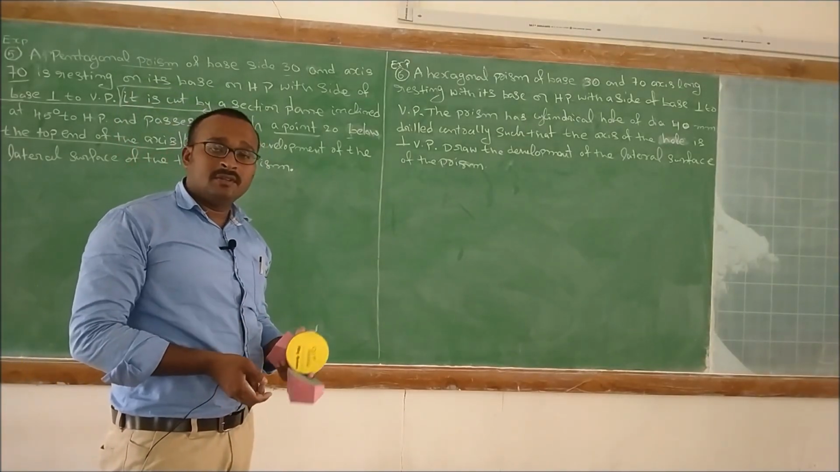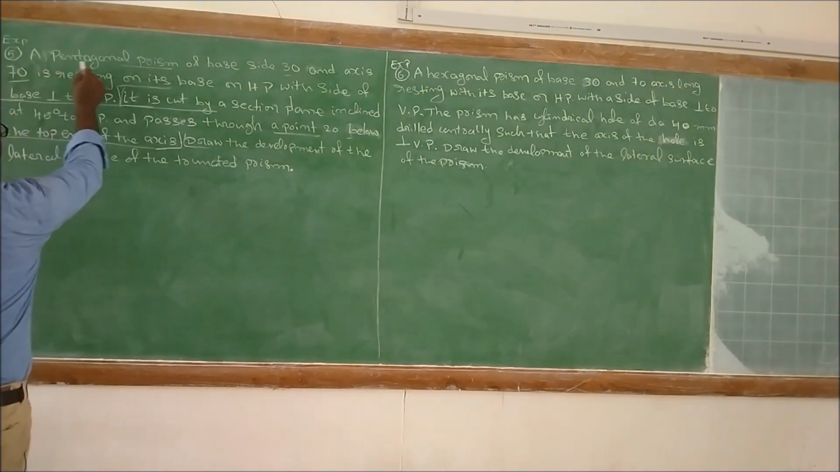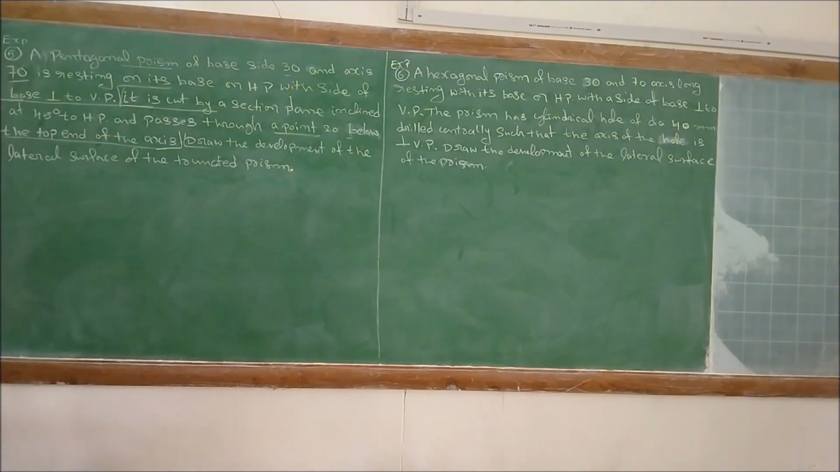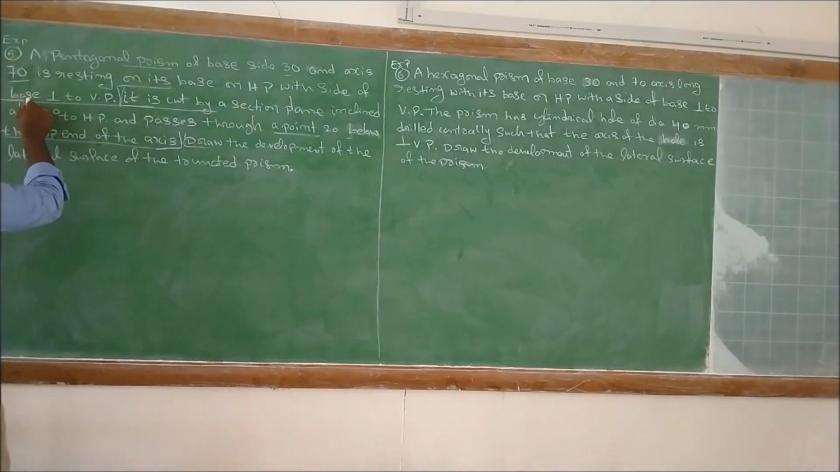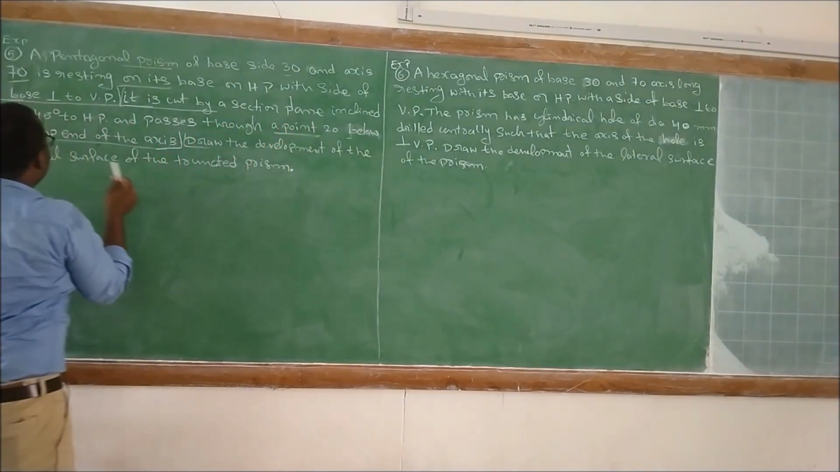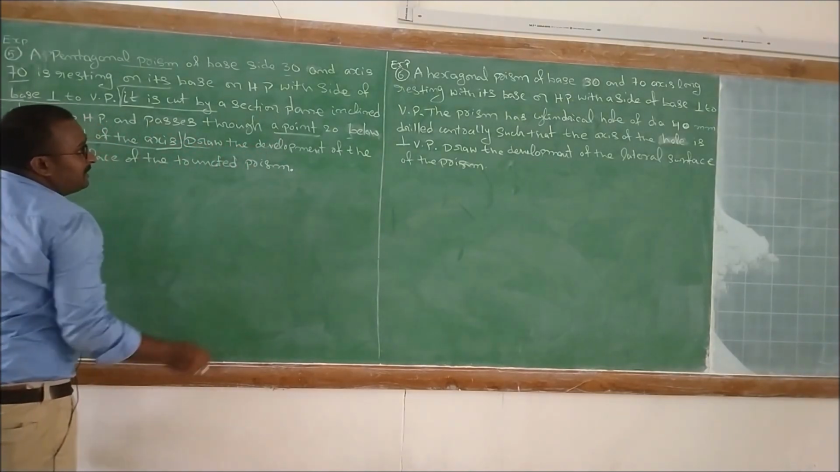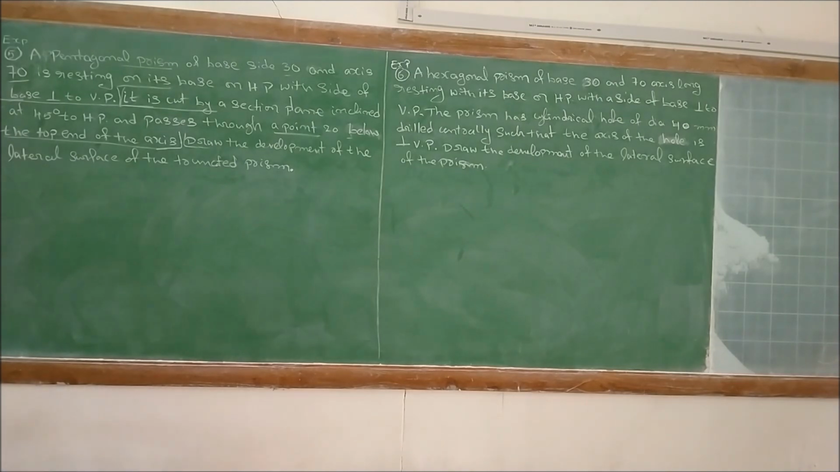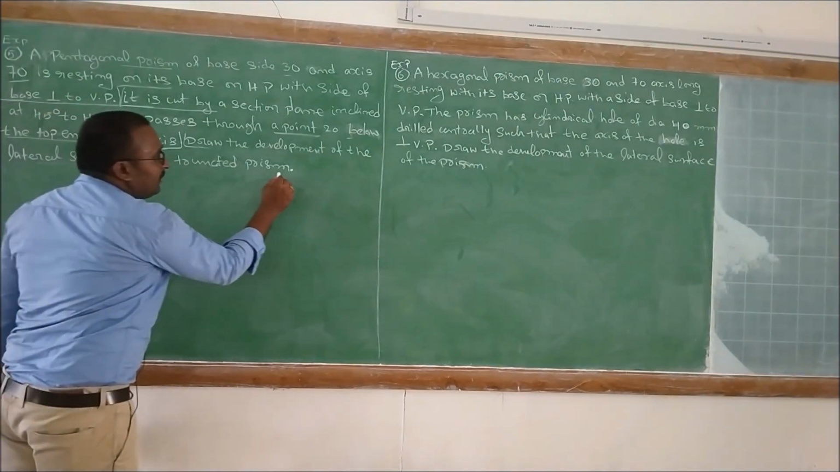Hello my dear students. Today our problem is a pentagonal prism of base 30 mm side and axis height about 70 mm, resting with its base on HP with a side of base perpendicular to the VP. It is cut by a section plane inclined at an angle of 45 degrees to HP and passes through a point 20 below the top end of the axis. Draw the development of the lateral surface of the prism.